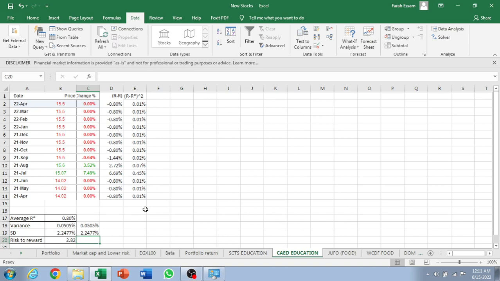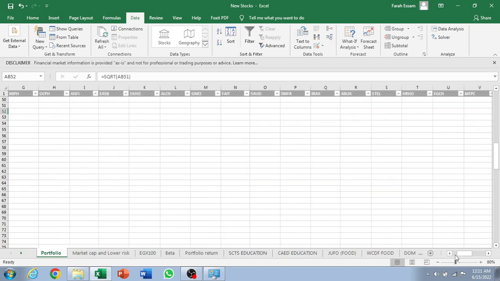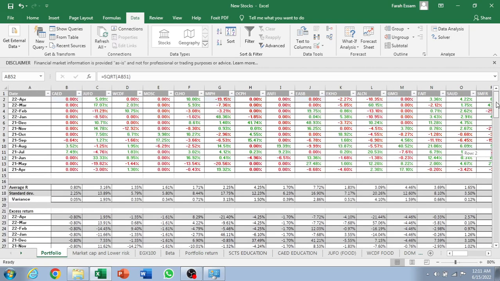So I did this for all of the stocks that I had, which were about 28 stocks, and then I decided on the stocks based on the lower risk to reward ratio. And then I started working on my own portfolio, and as you can see here, I just gathered all of the information for all of the stocks. So these are the stocks right here.